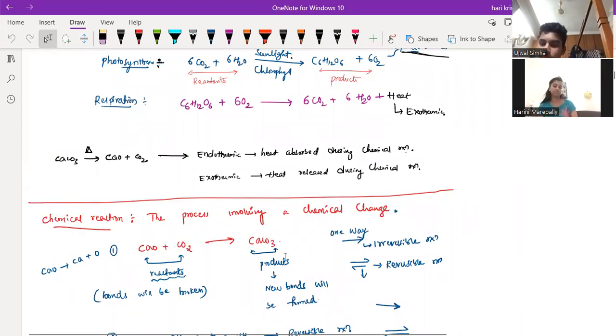So again, there are two types. One is an irreversible reaction. The other one is a reversible reaction. So irreversible is this way. This is the type of arrow in the irreversible reaction. For the reversible reaction, this is the arrow.